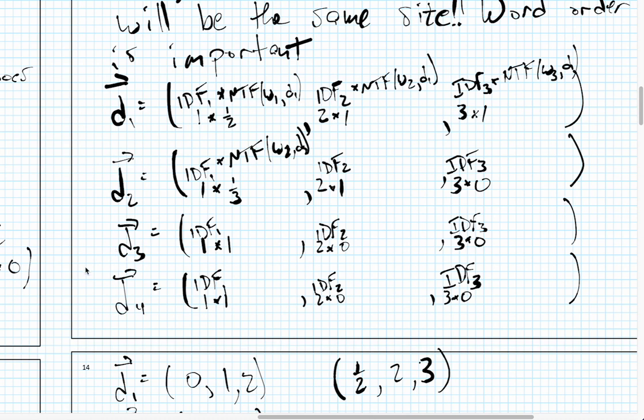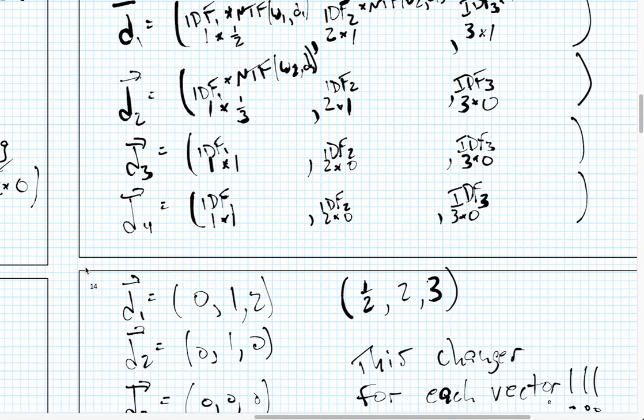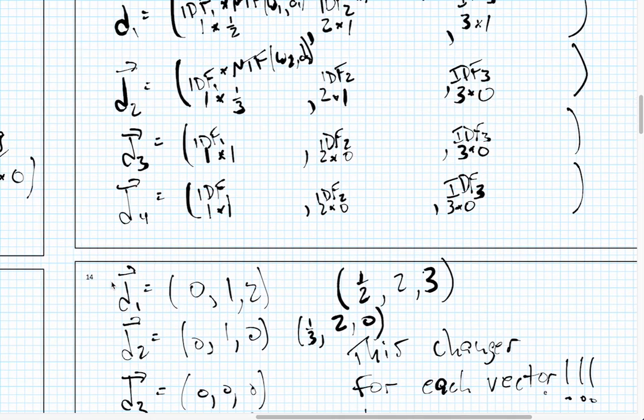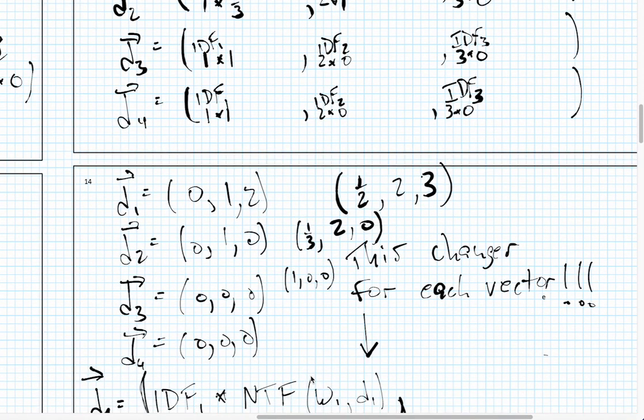And I come down here, and D2 now is really 1/3, 2, 0, 3 times 0. D3 and D4 we can both see are the same. They're just going to be 1, 0, 0. So this is going to be 1, 0, 0, and this one down here is going to be 1, 0, 0.